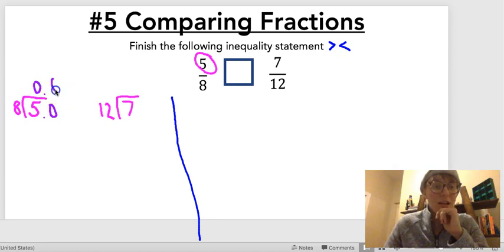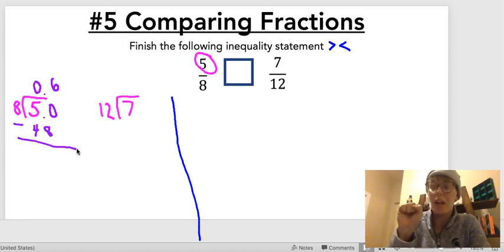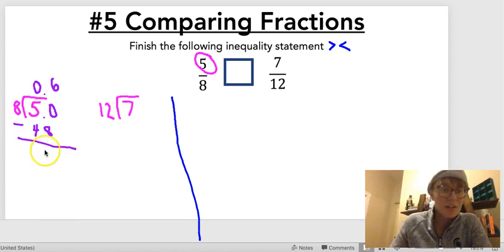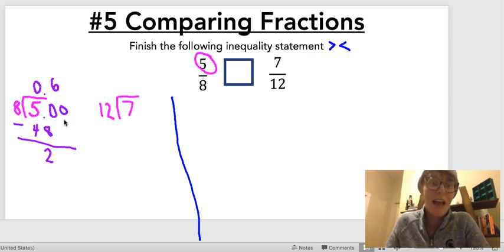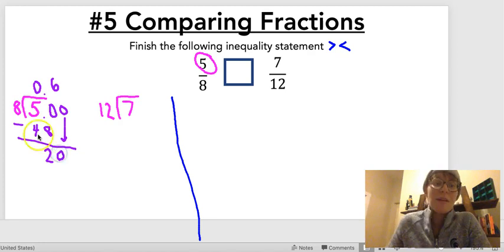I'm going to say 6 because 8 times 6 is 48. I'm going to subtract 50, take away 48, start at 48, 49, 50. That's just going to be 2. I'm going to bring down another 0. This is just like saying 5 is equivalent to 5 and 0 hundredths. Now I get 20. How many 8s are in 20?